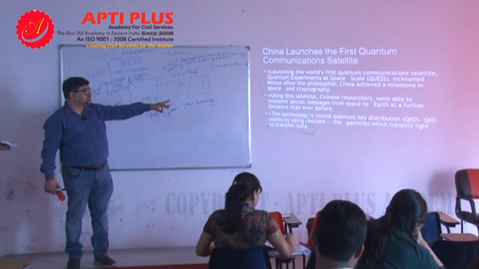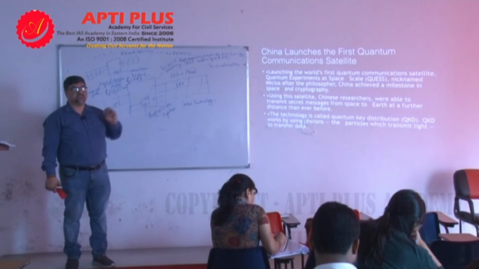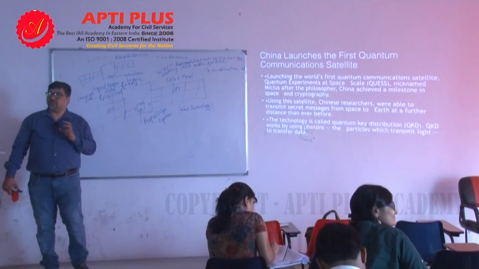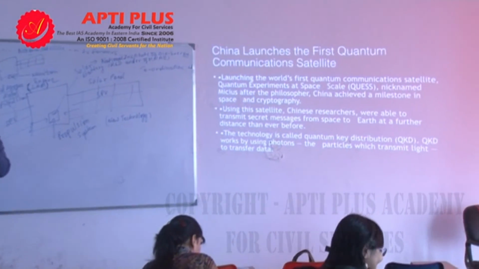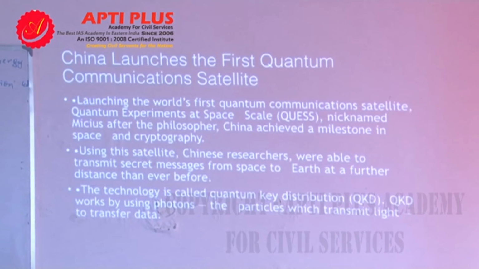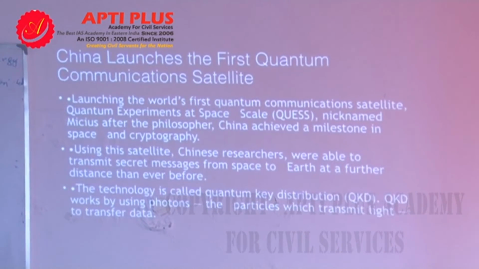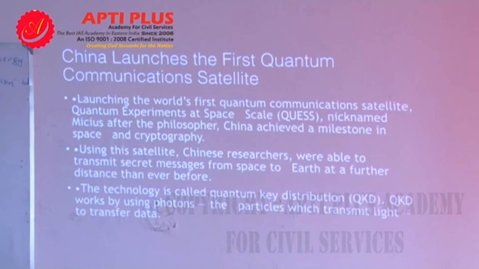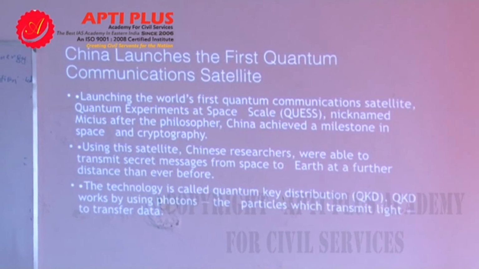Using this satellite, Chinese researchers were able to transmit a secret message from space to Earth. What is the advantage of quantum communication? That we can have encrypted data, right? And that can be done. The technology is called quantum key distribution. What is the name of the technology? QKD. You have to remember this. These points are important for the exam.